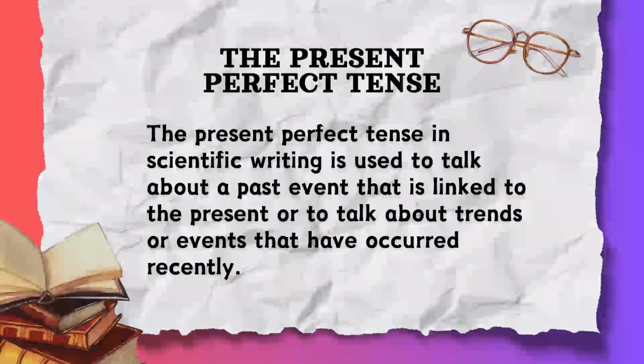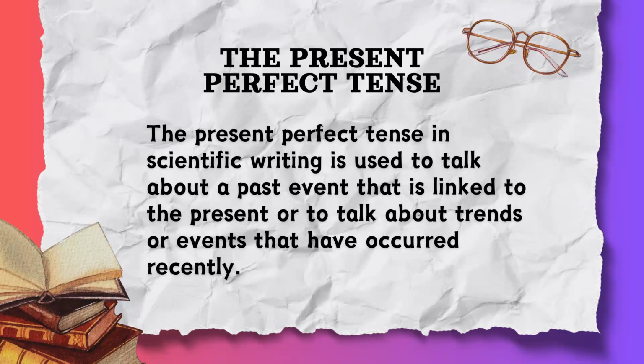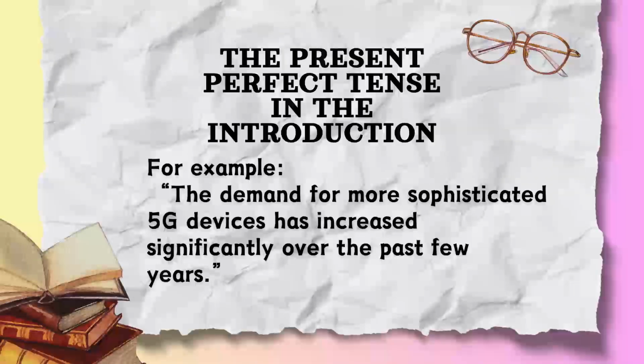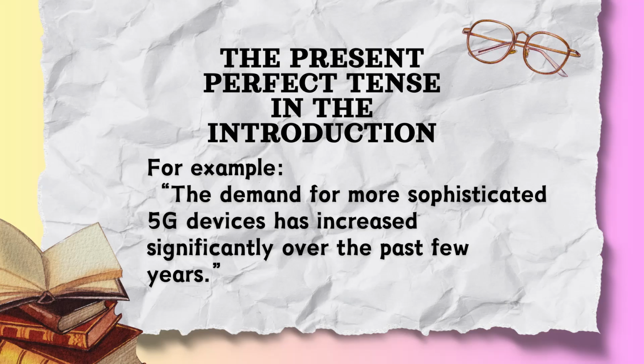Another is the present perfect tense for the introduction and literature review. The present perfect tense is used to talk about a past event that is linked to the present or to talk about trends or events that have occurred recently. One may need to use this tense in the introduction while providing a background to the study. For example, the demand for more sophisticated 5G devices has increased significantly over the past years. The verb in its present perfect tense are the words has increased.